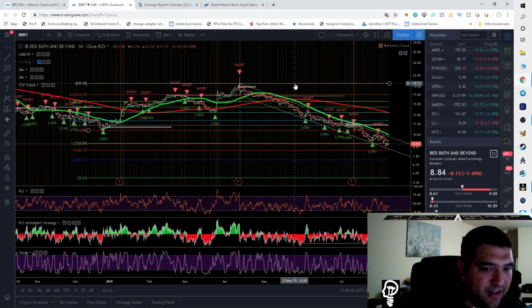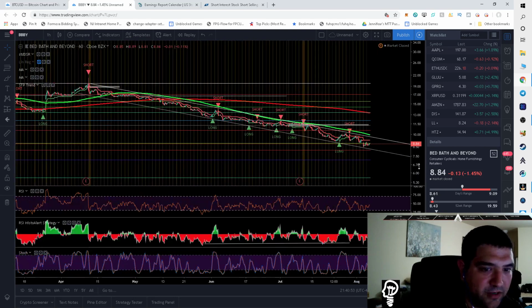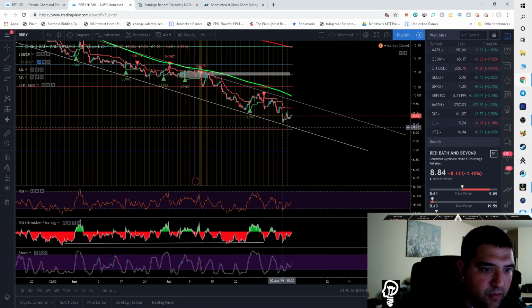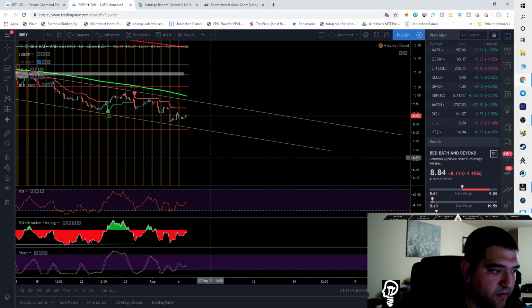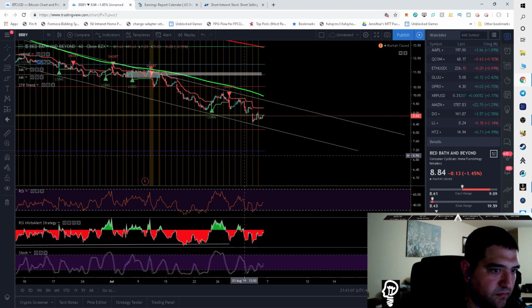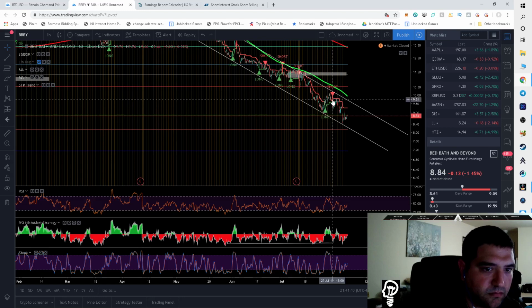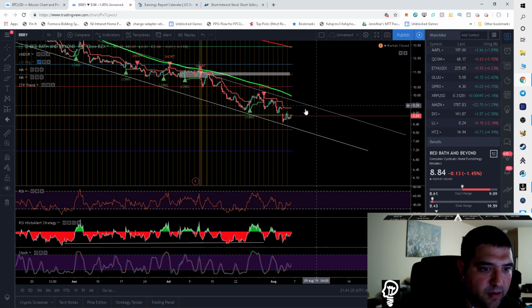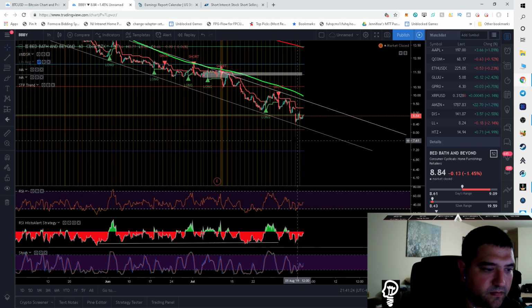Exactly. It actually looks like you broke this support on the hourly, right? So you dump through it, you kind of tried to back test and failed. Now you're just kind of sitting around here. You might just try to come up to fill this gap, maybe touch this trend line here at $9-10 and then continue on down.